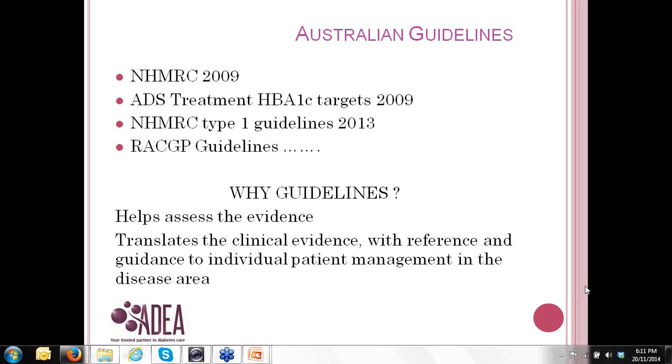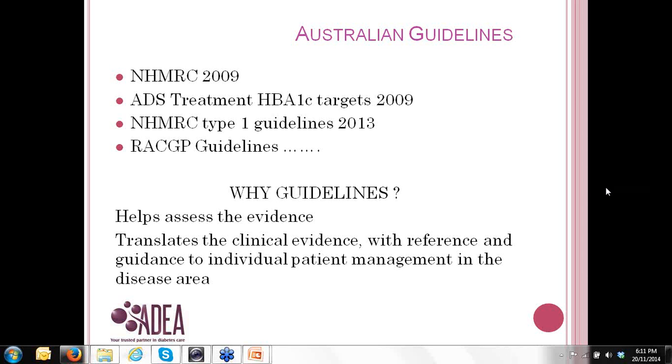We acknowledge the Australian Diabetes Society have other guidelines and discussion papers such as the hemoglobin A1C targets from 2009, and very importantly that type 1 diabetes was not addressed principally in this document because there's a very recent update on the NHMRC type 1 diabetes guidelines from 2013.